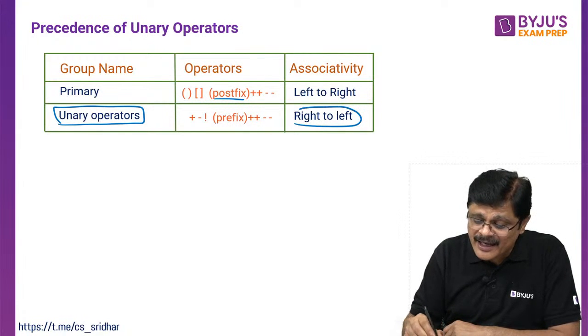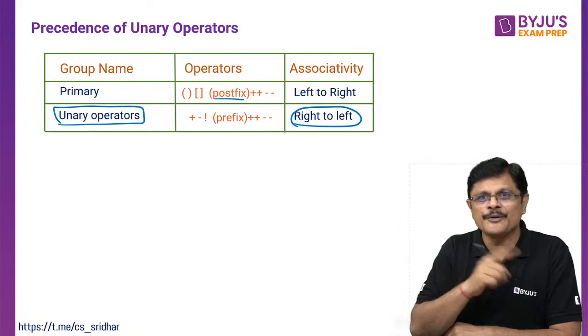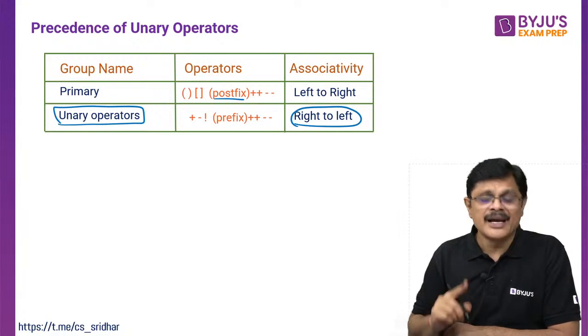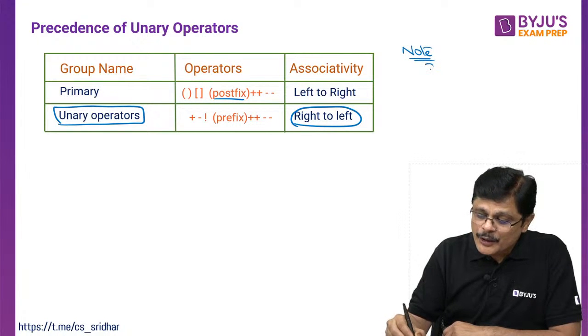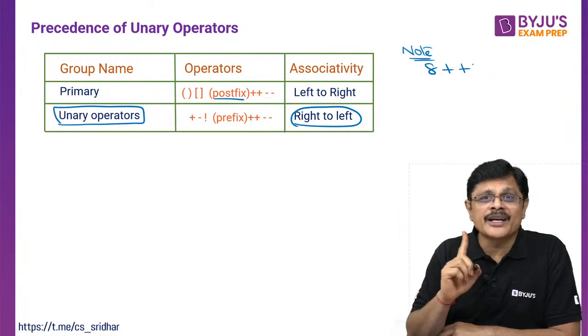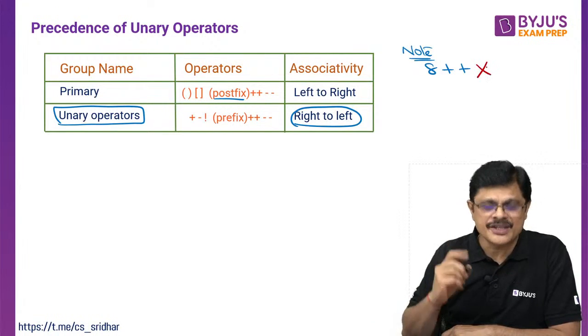Unary operators are right to left associative. They are right to left associative. Am I clear? And please note, you cannot apply the unary operators to constants. This is wrong. You cannot apply this to a constant.